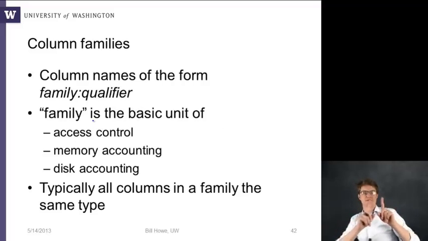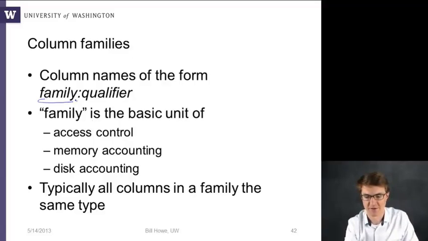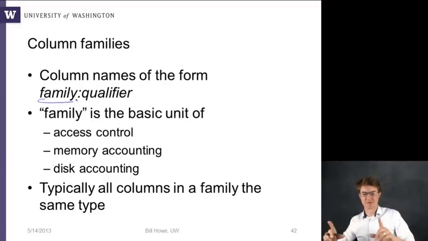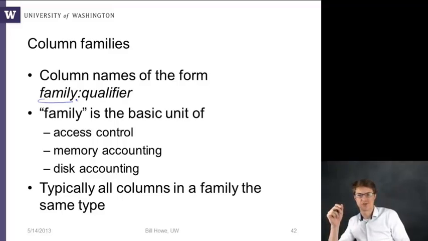So within a single table, you can have these groups of columns called column families, and the column names have the family right in there as a qualifier. And this family is the basic unit of access control, so you can provide permissions on a group of columns. Memory accounting, in that they're allocated as a unit in memory, and then disk accounting, so they're moved around on disk as a unit as well.